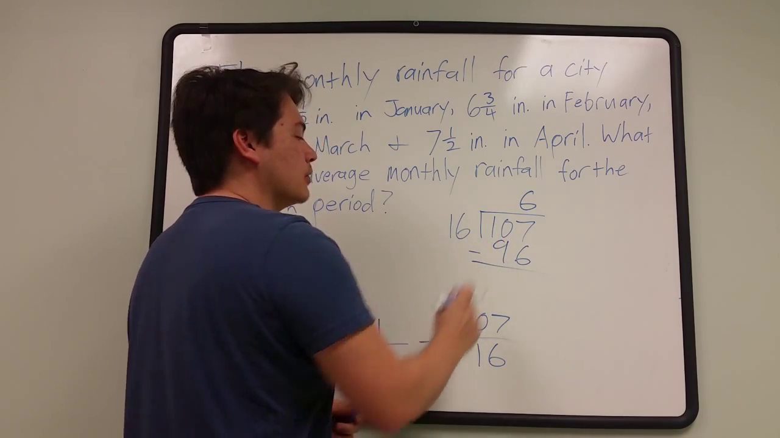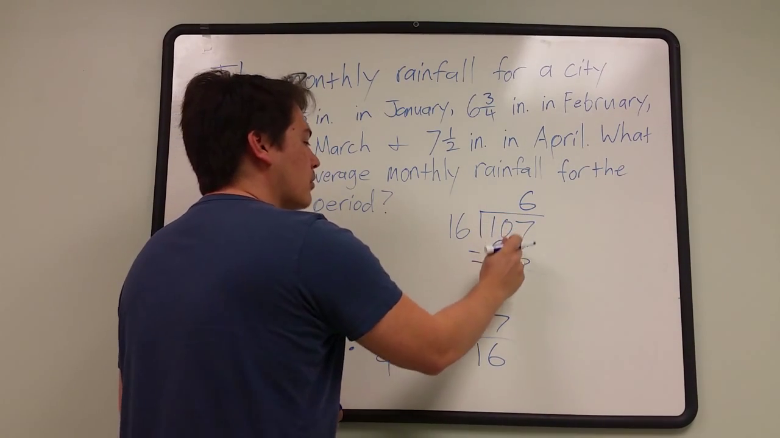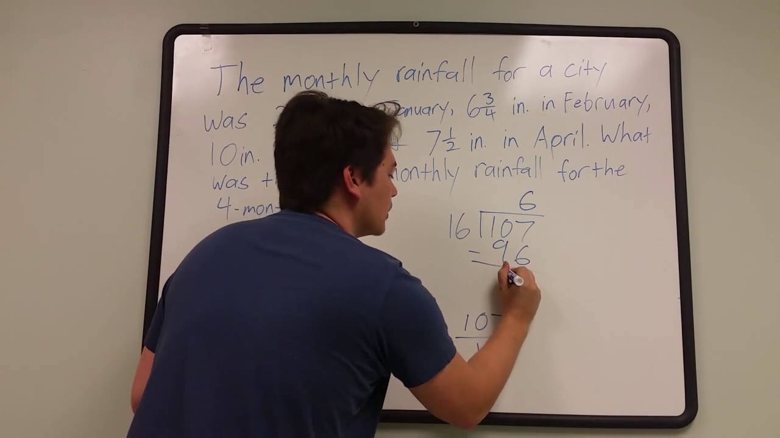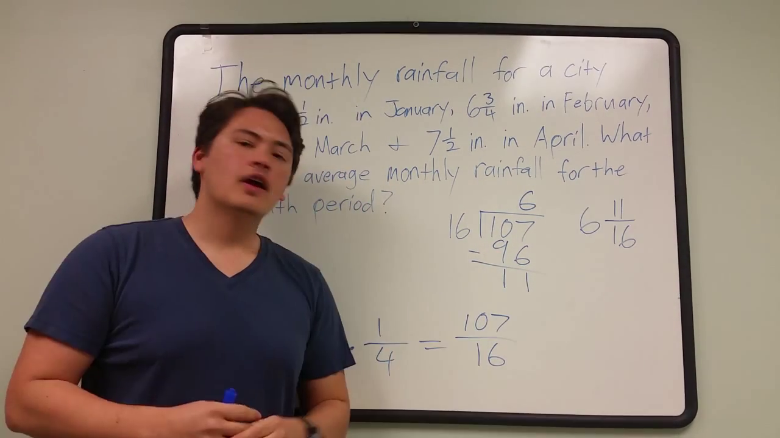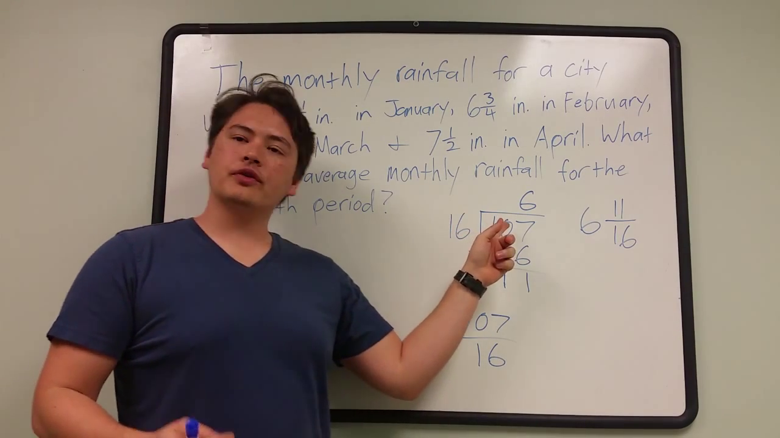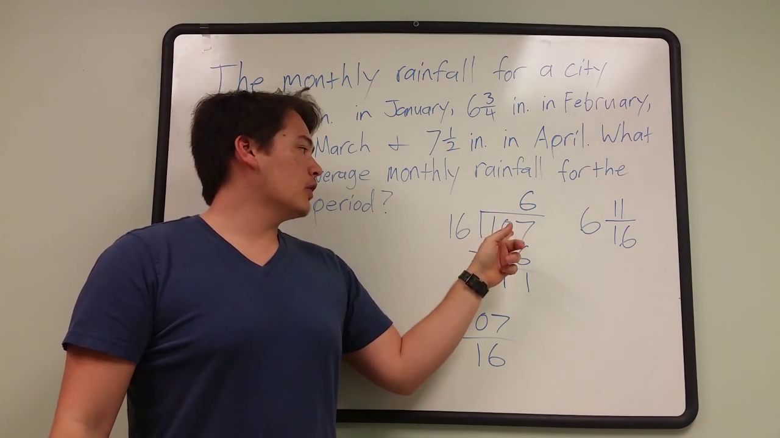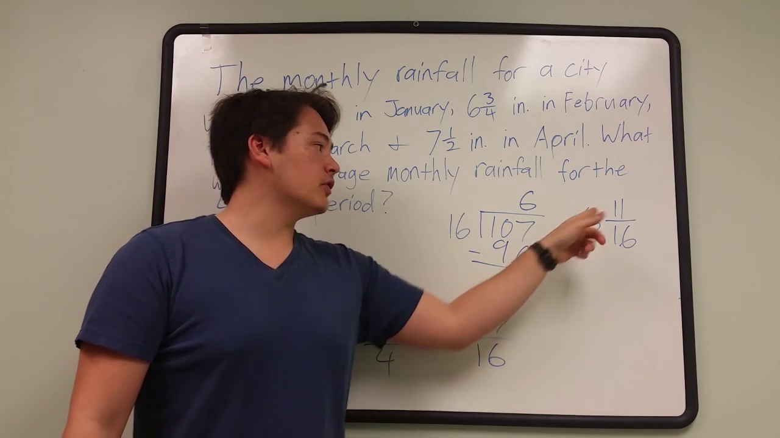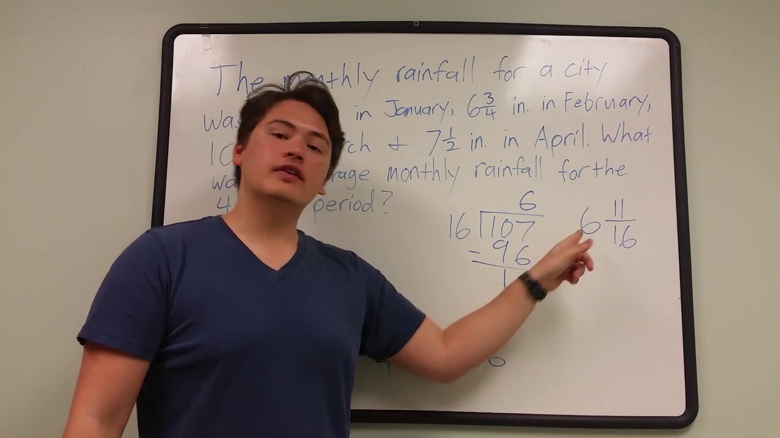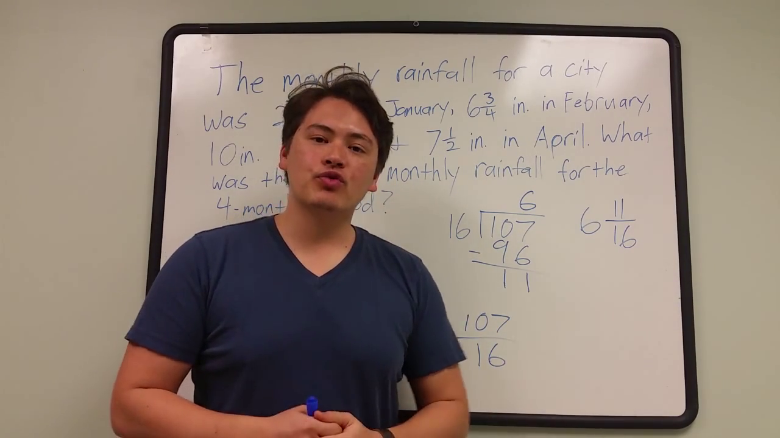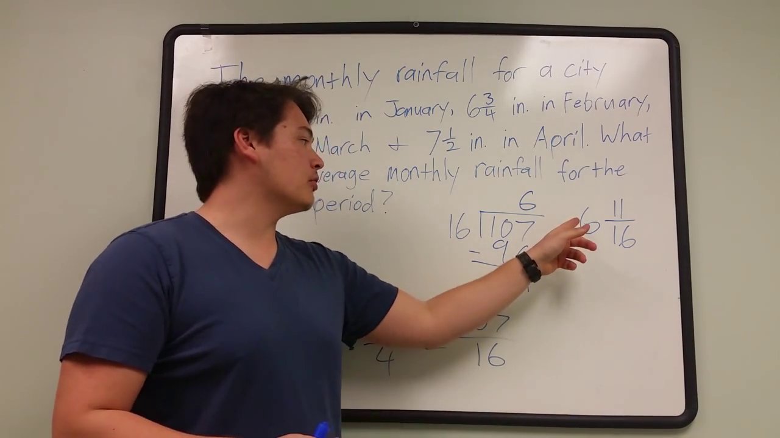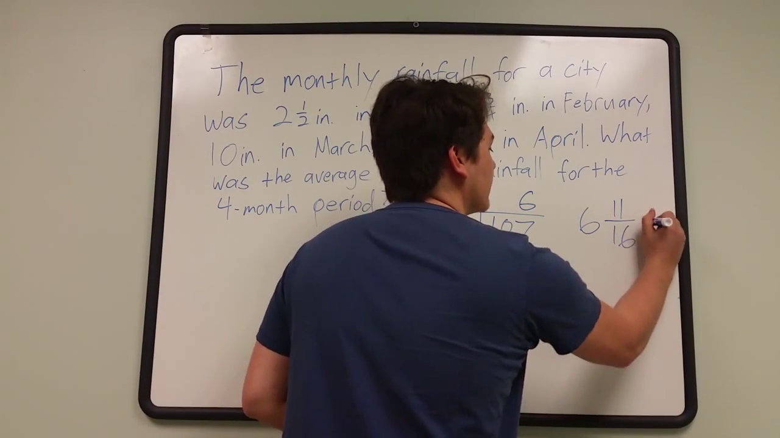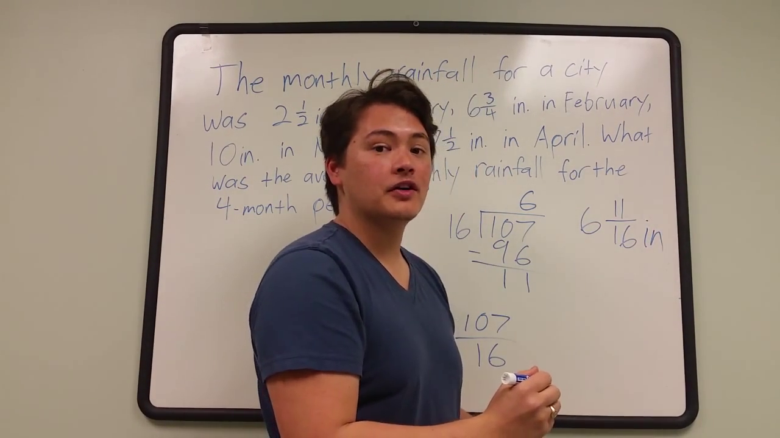So 107 subtracted by 96, 7 minus 6 is going to give me 1. 10 minus 9 is going to give me 1 as well. So we've divided 16 into 107. 16 goes into 107 6 times with a remainder of 11. So we're going to put the remainder over 16 and 6 as a whole number. So the average rainfall in a 4-month period is going to be 6 and 11 over 16 inches, and that is going to be our final answer.